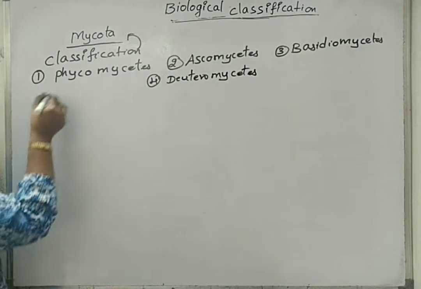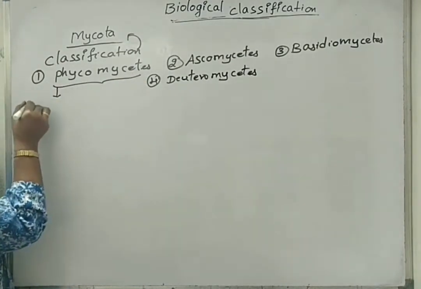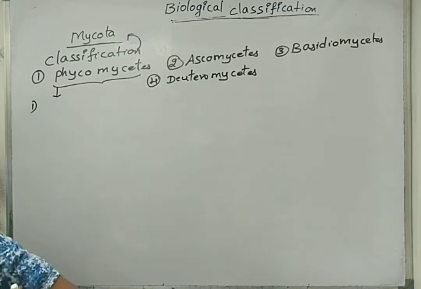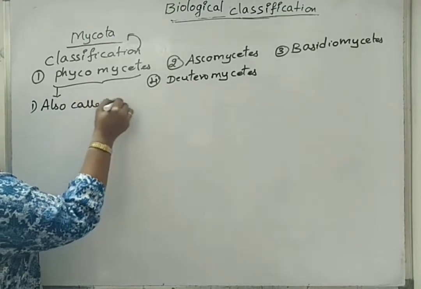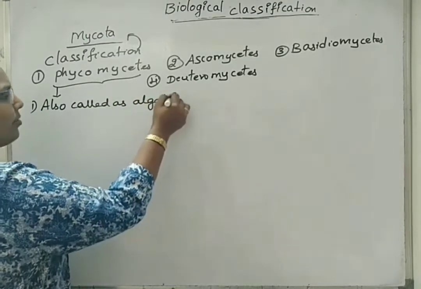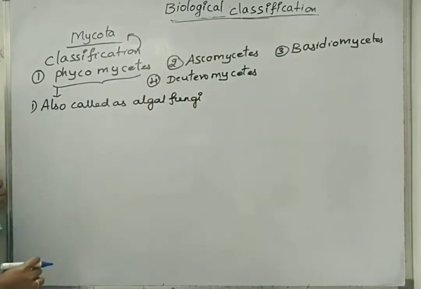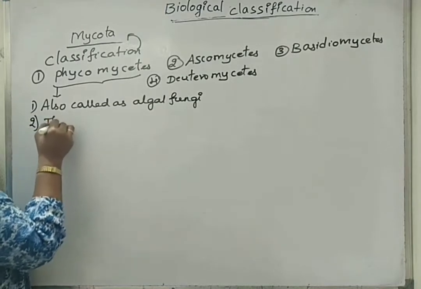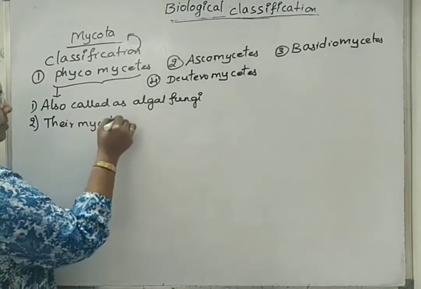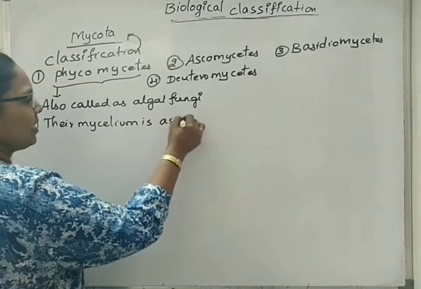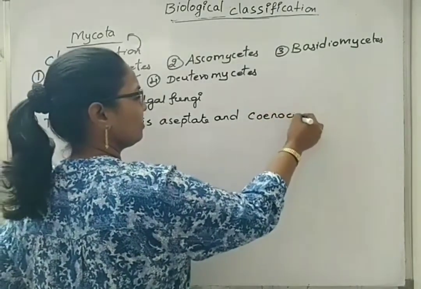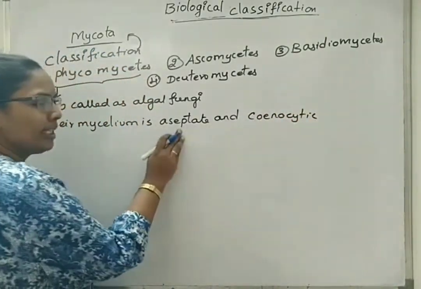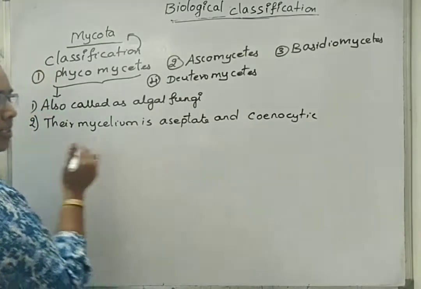First we will start with Phycomycetes. These Phycomycetes members are also called algal fungi. Their mycelium is aseptate and coenocytic, which means multinucleated; there is no septum that divides the hyphae into chambers.